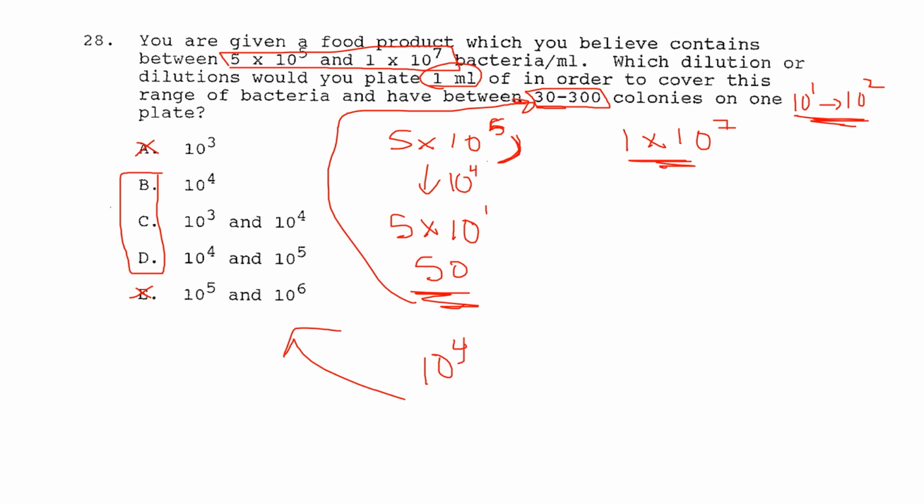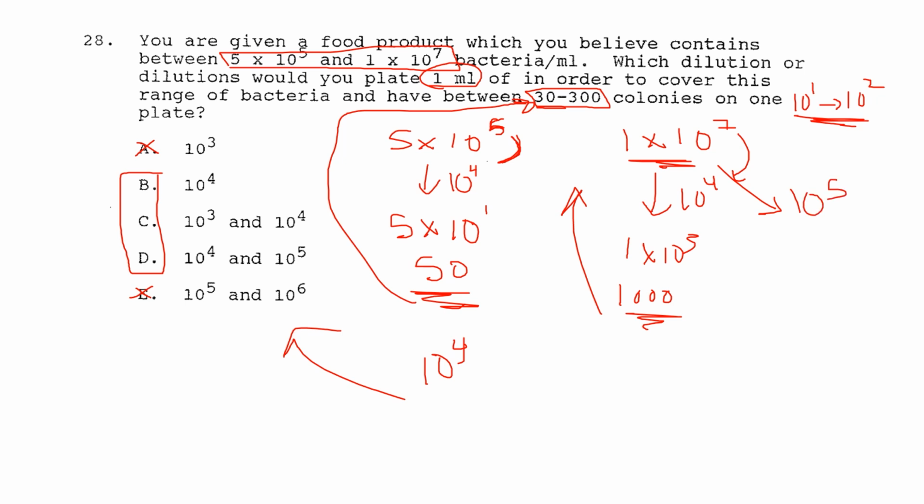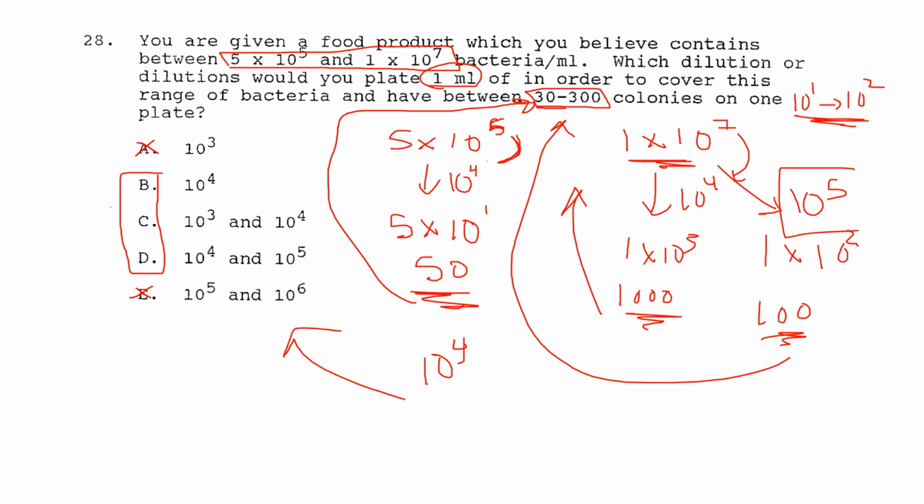If we tried to do 10 to the 4th again, remember 7 minus 4 is 1 times 10 to the 3rd, and that's 1,000. That's too high for our range. So let's try diluting down by 10 to the 5th. So 7 minus 2, now we're at 1 times 10 to the 2nd. We're at 100 colonies, which now fits within our range. So these are the 2 dilution factors we needed. So the answer is D.